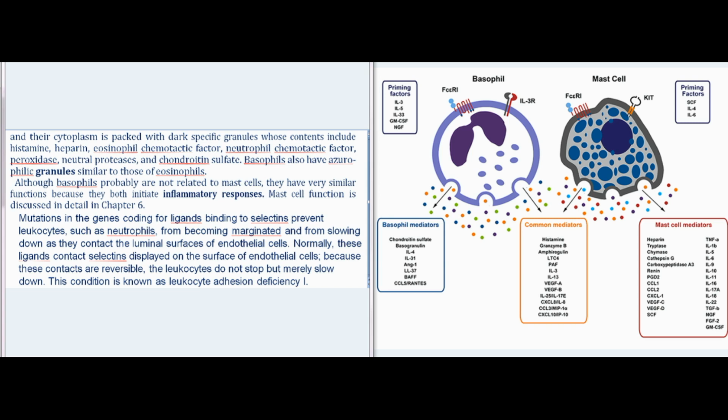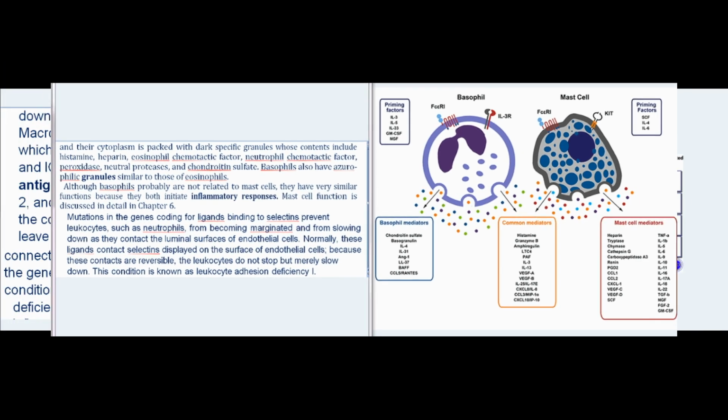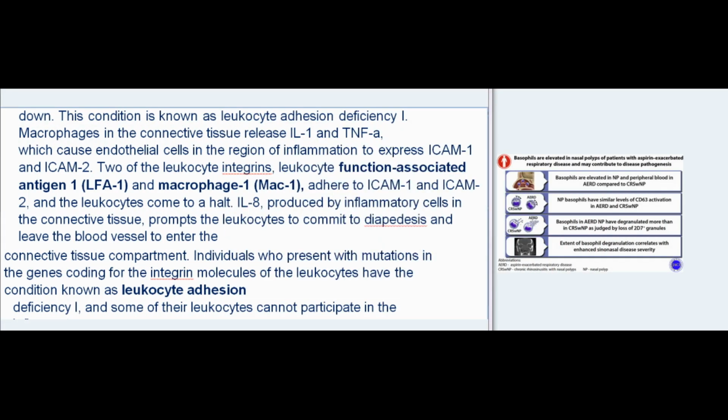Mutations in the genes coding for ligands binding to selectins prevent leukocytes, such as neutrophils, from becoming marginate and from slowing down as they contact the luminal surfaces of endothelial cells. Normally, these ligands contact selectins displayed on the surface of endothelial cells. Because these contacts are reversible, the leukocytes do not stop but merely slow down. This condition is known as leukocyte adhesion deficiency.